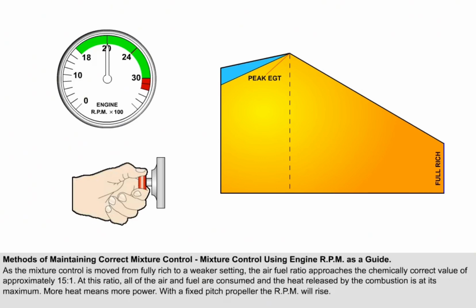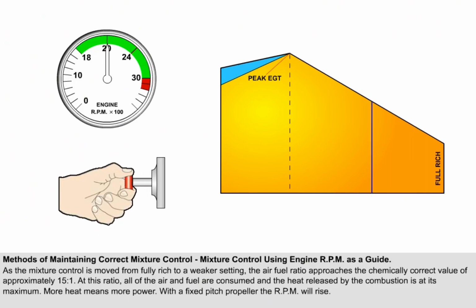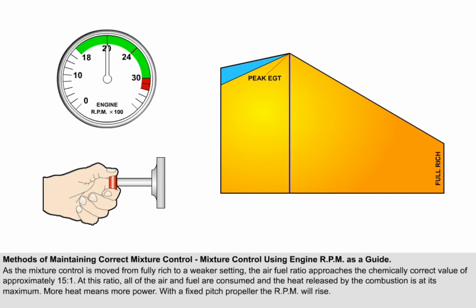Bear in mind that as the mixture control is moved from fully rich to a weaker setting, the air-fuel ratio approaches the chemically correct value of approximately 15 to 1. At this ratio, all of the air and the fuel are consumed, and the heat released by combustion is at its maximum. More heat means more power. With a fixed-pitch propeller, the RPM will rise, and airspeed will increase as more power is produced.